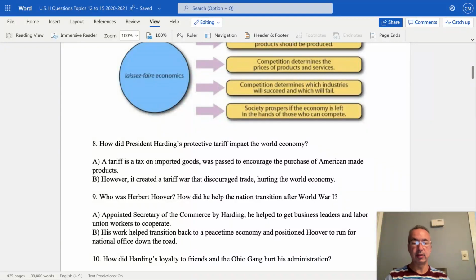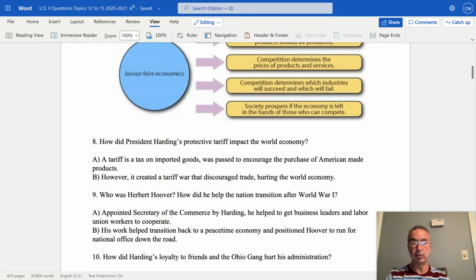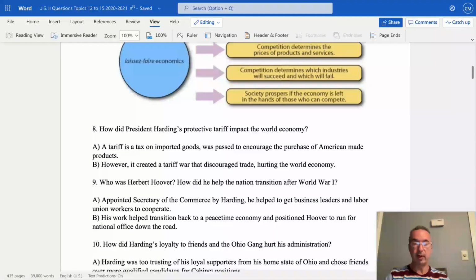10, how did Harding's loyalty to friends in the Ohio gang hurt his administration? Often when you run for the presidency, there are a lot of people behind the scenes who help you get elected, people who work on your campaign, give you contributions or money. Harding was from Ohio, and as a result, he had a lot of friends back in Ohio. They nicknamed a lot of the cronies, or friends, whom he appointed to positions of power in the government, the Ohio gang.